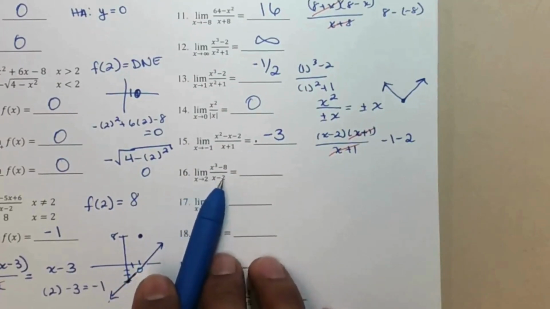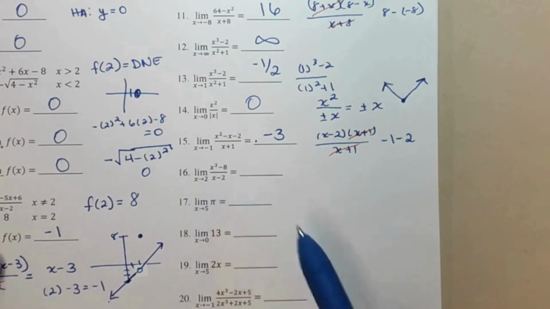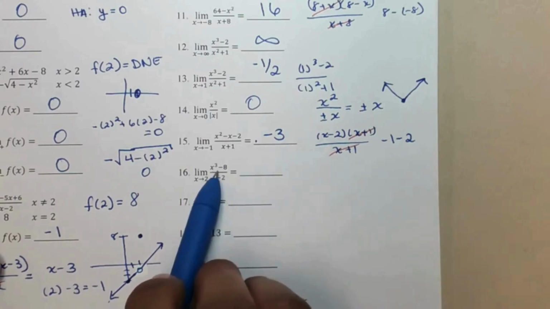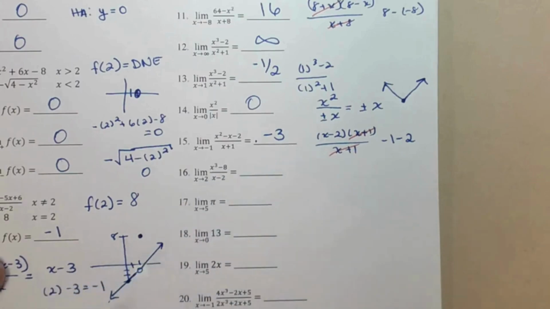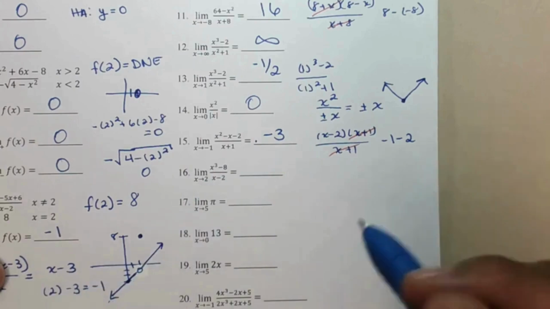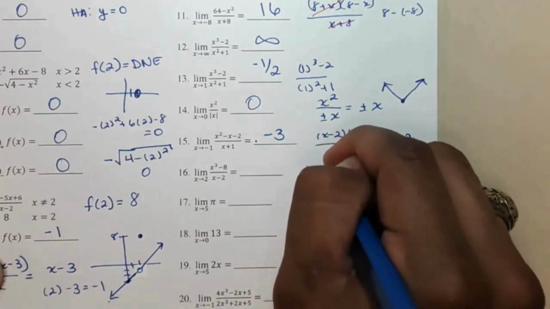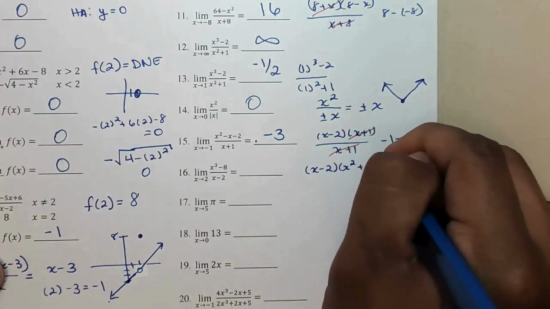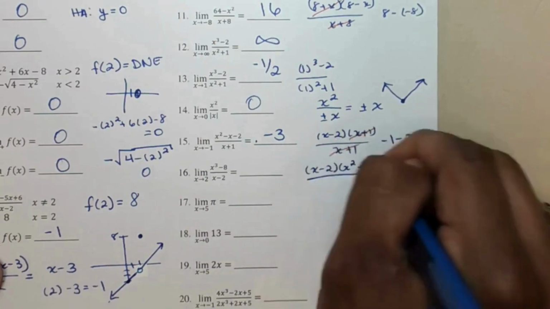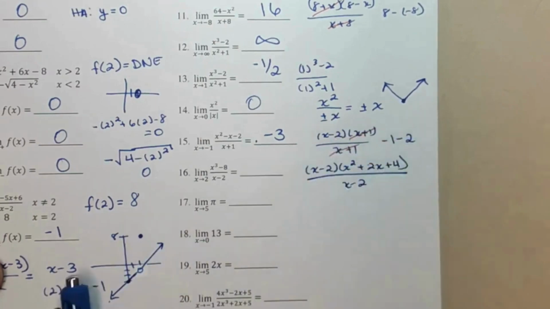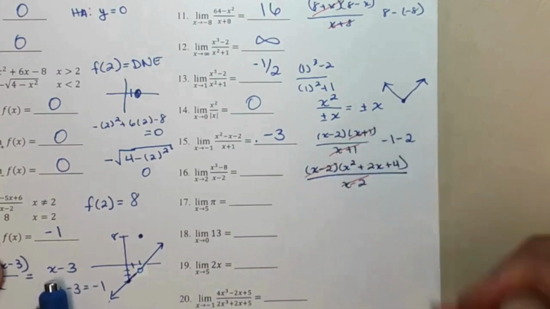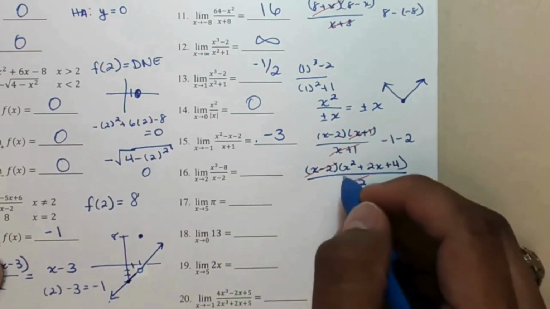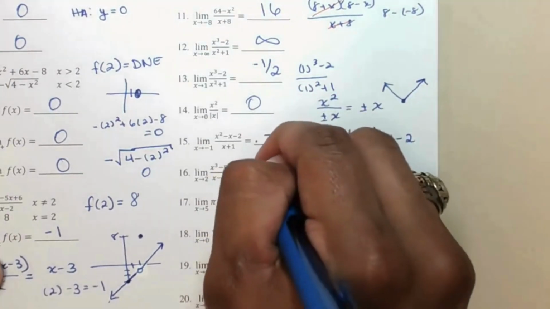Number 16 here, same idea. If I direct substitute 2, you end up getting 0 over 0, so we need to factor it. This is a difference of 2 cubes, since 8 is 2 cubed, so we're going to do SOAP. Same sign, opposite sign, and then always positive, all over x minus 2, which we can now eliminate. And if I plug 2 into this, you end up getting 12.